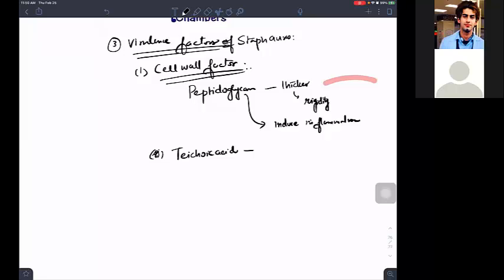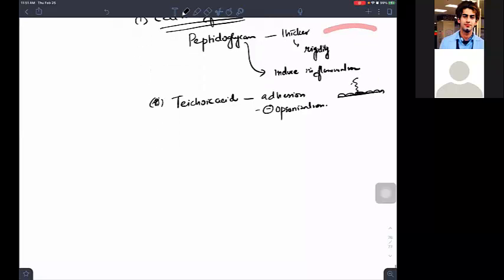It gives adherence. It helps in the adhesion. For example, if Staph aureus has to cause an infection of the mucous membrane, it will attach to the mucous membrane surface. If this is a mucous membrane, it has teichoic acid, so it will attach with the mucous membrane. And it will also prevent opsonization. Opsonization we will be studying in immunology. So it prevents opsonization.